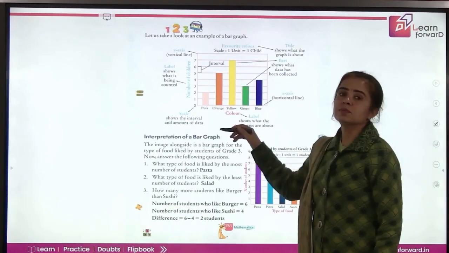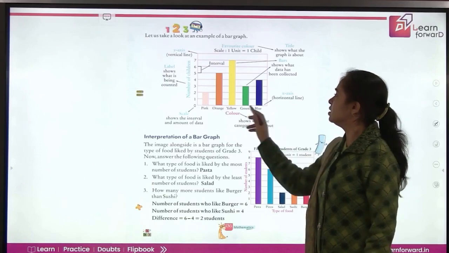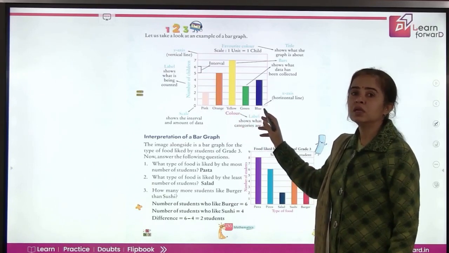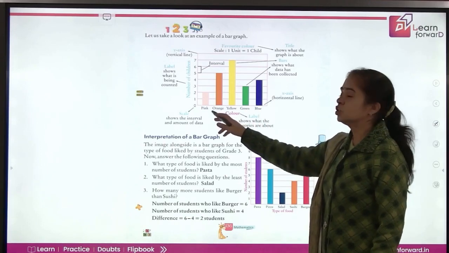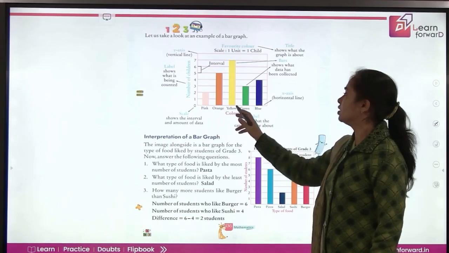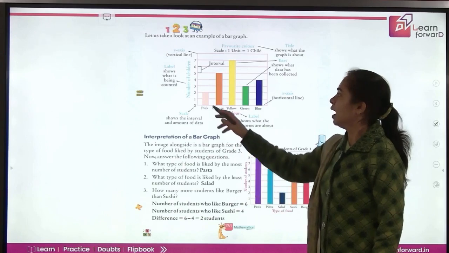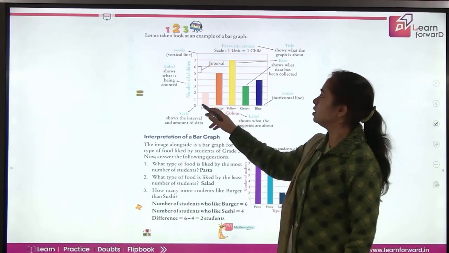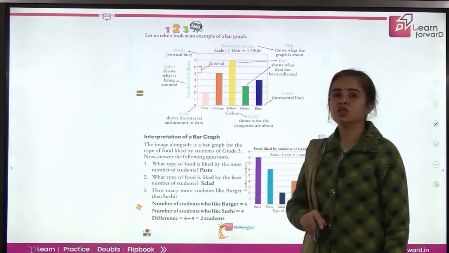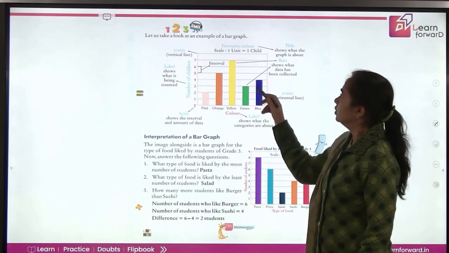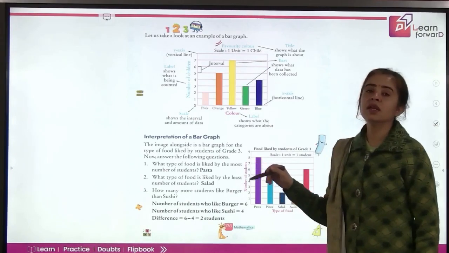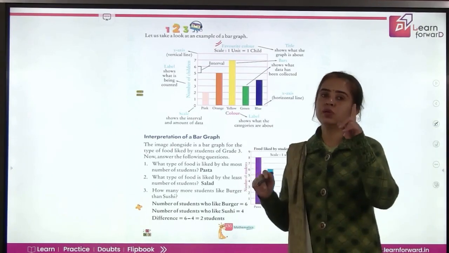Look at this bar graph. What do you see here? These are the 2 lines. This sleeping line, the horizontal line, is showing different colors: pink, orange, yellow, green and blue. And here on the vertical line, what you see is the number of children. So here we are talking about the favorite color of the children, and one number shows only one child.